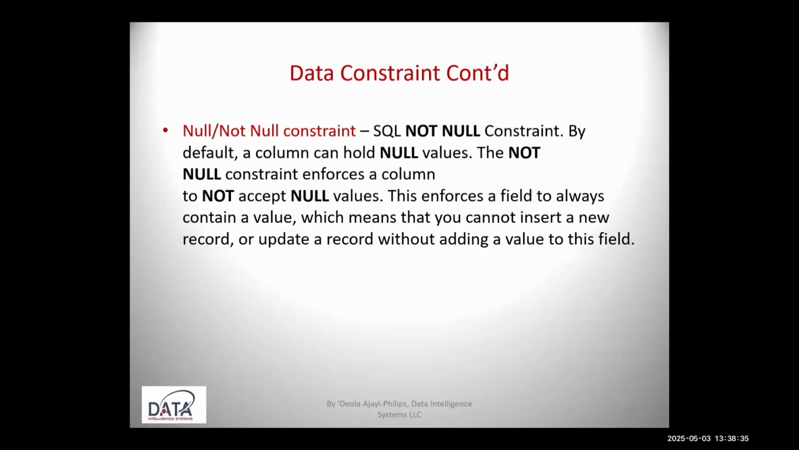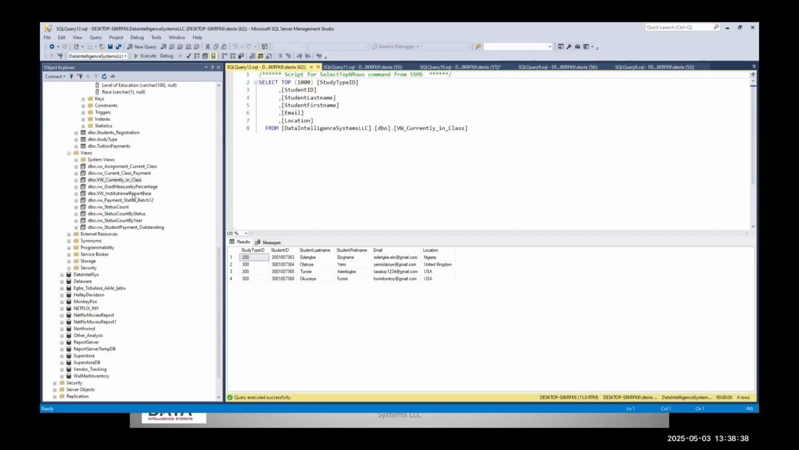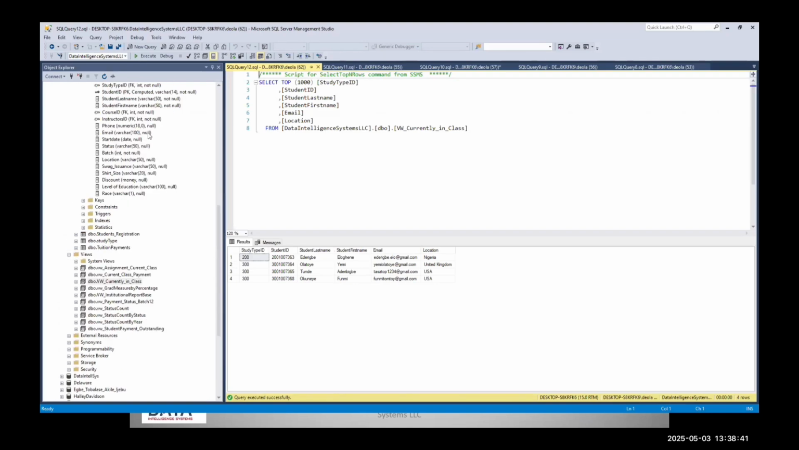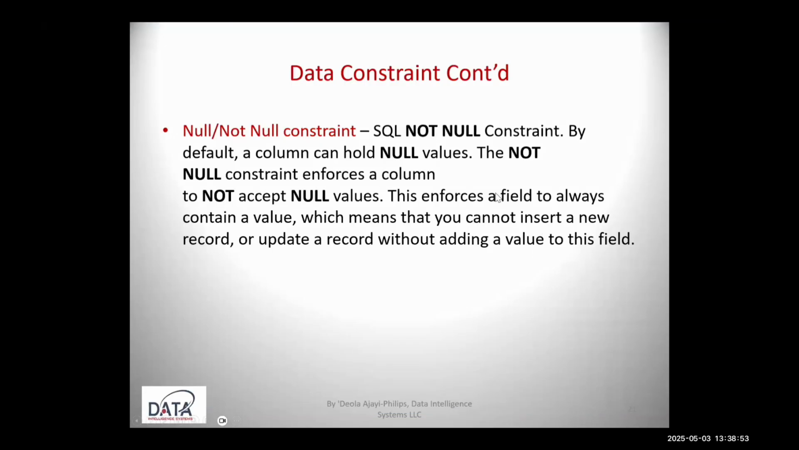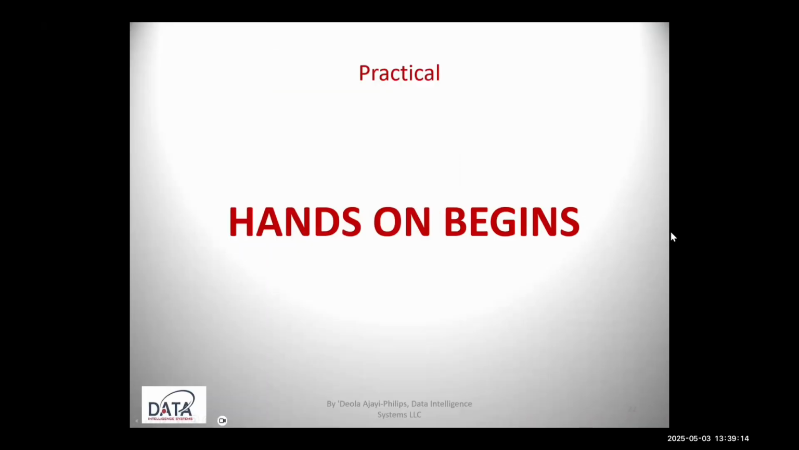If you look at email, I said it's not compulsory. I said start date is not compulsory. Stuff like that. But this one, batch, not null. If I don't put anything there, nothing will be processed. So that is null and not null constraint. By default, a column can hold null values, right? If you don't assign null or not null, it will automatically assign null to it. But once you decide to put a not null constraint, it enforces that data is always entered into that column.